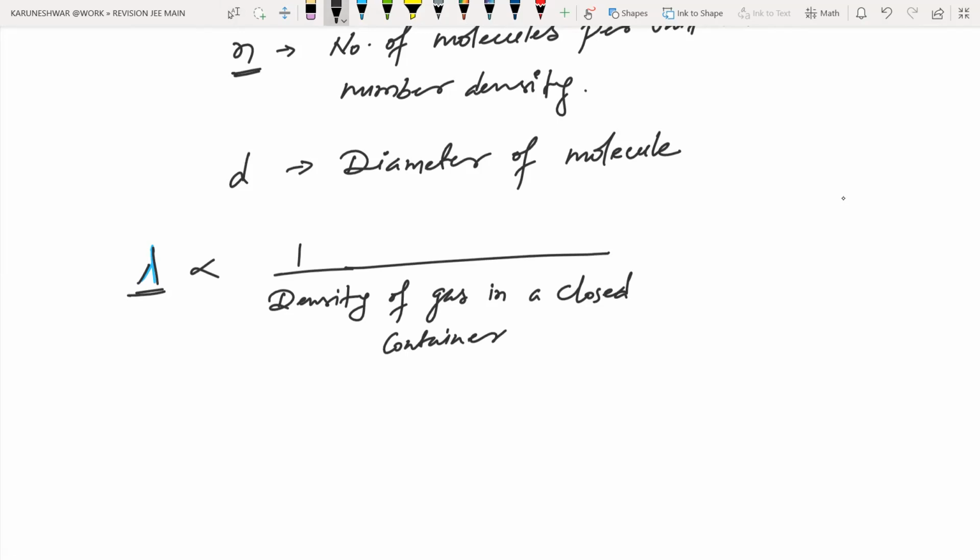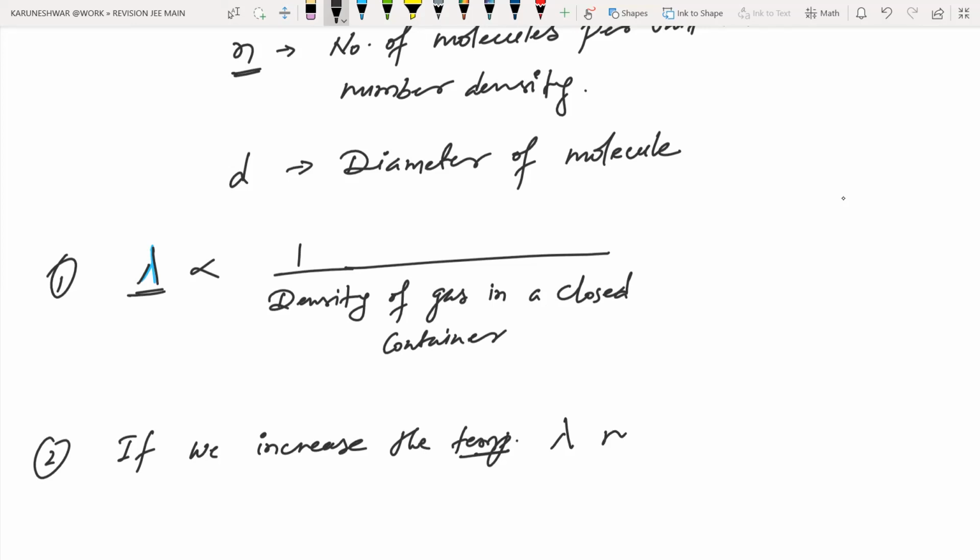And you can see another relation with the temperature, the second relation I'm writing. If we increase the temperature, then lambda remains the same. Sometimes there is confusion among students that if we increase the temperature, the lambda value should change, but it is the same. This you need to remember.